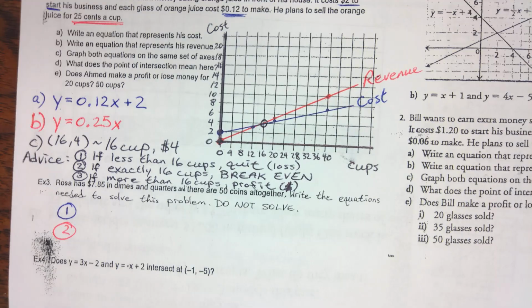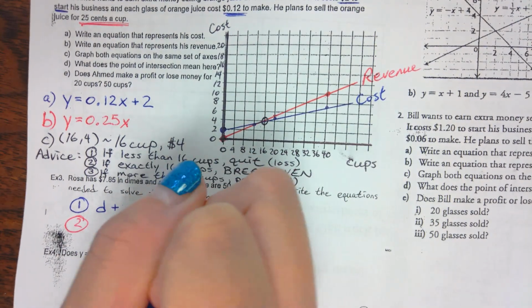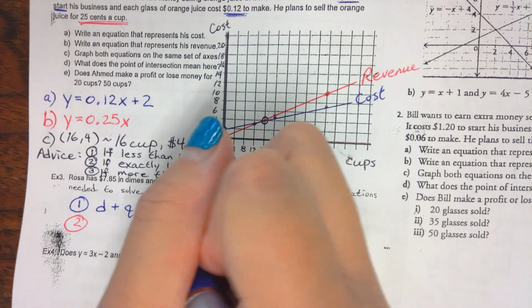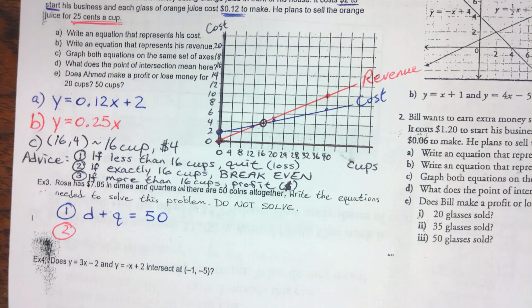Genevieve, you have any idea? Okay, so let's say instead of X and Y, we use D and Q for dimes and quarters. Okay, so number of dimes plus number of quarters. What does this equal? 50, yeah. Number of dimes plus number of quarters equals 50. So total number of coins.